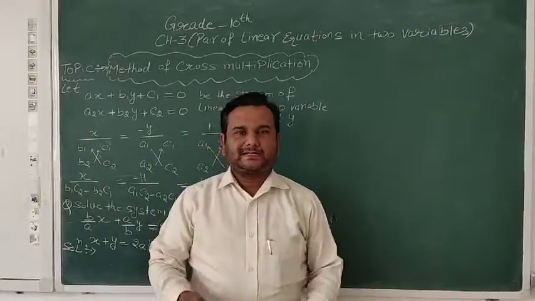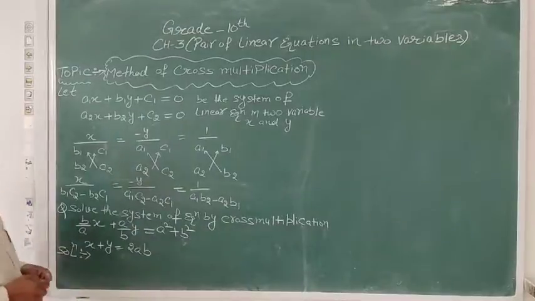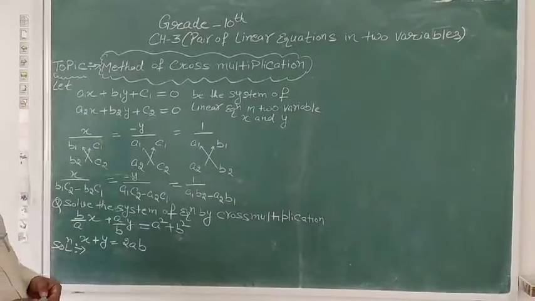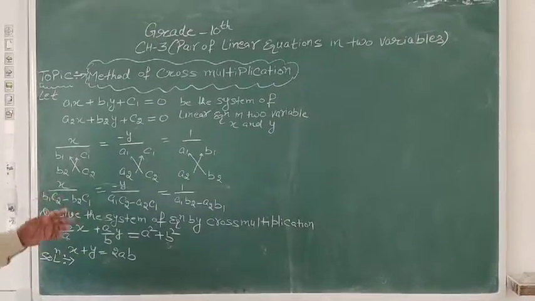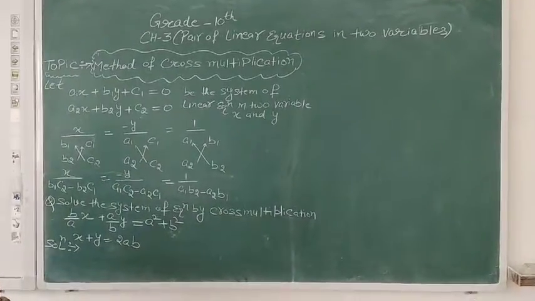Good morning, students. Let us start grade 10, chapter number 3, pair of linear equations in two variables. Students, our today's topic is the method of cross multiplication.